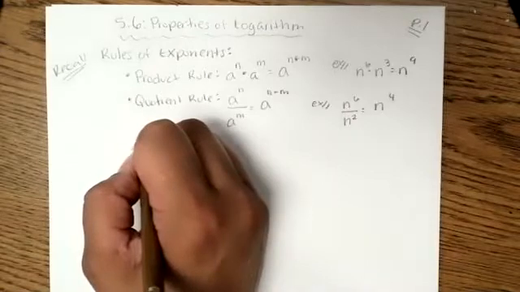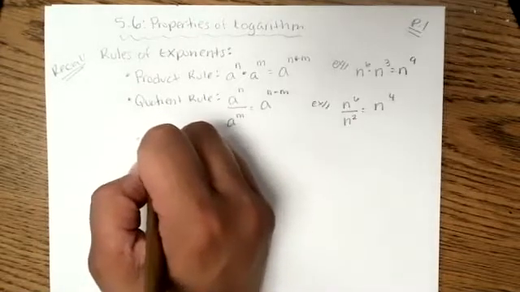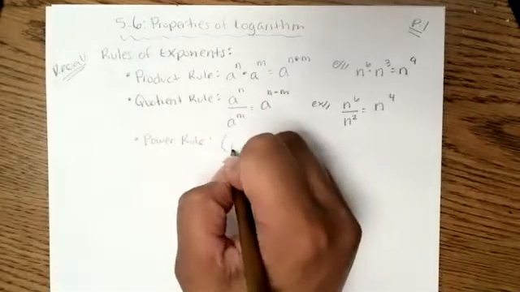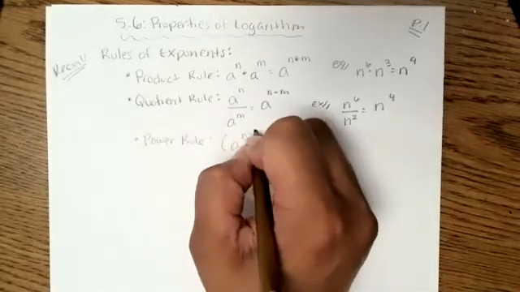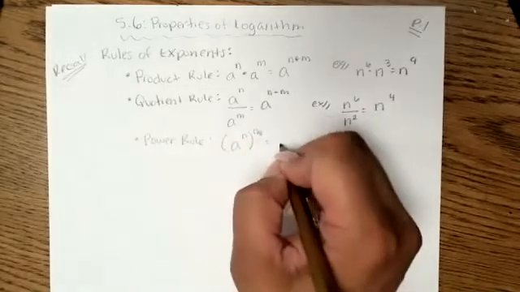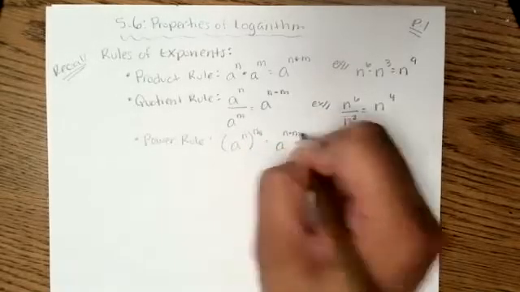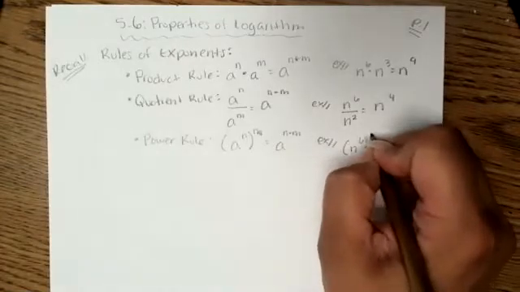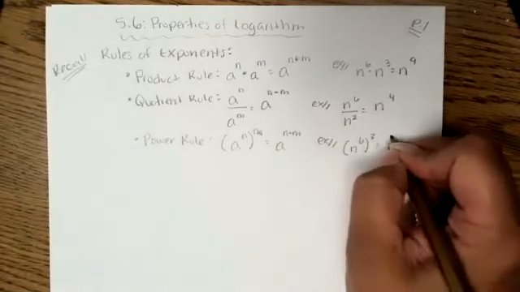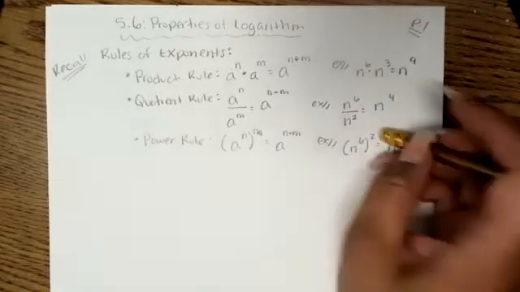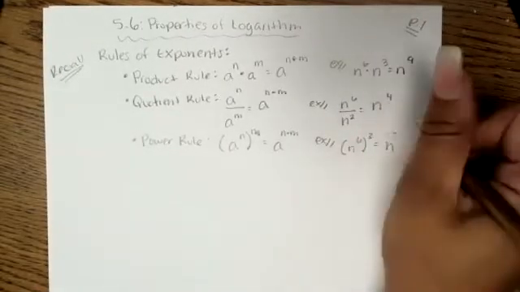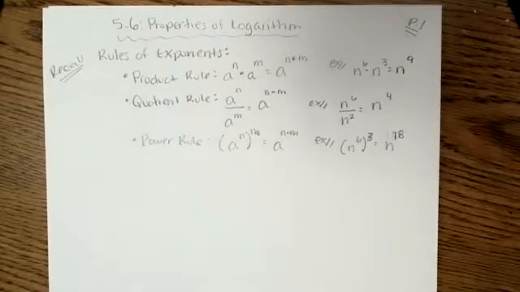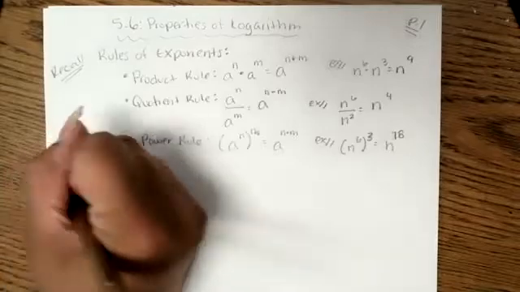And then the last power rule that I want you to recall is the power rule. If you have a to the m raised to the n, you just multiply the n times the m. So we have n to the 6 to the third power. That's just 6 times 3, which is going to be an 18. Now, these are going to be the properties of logarithm.